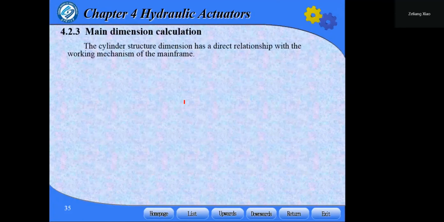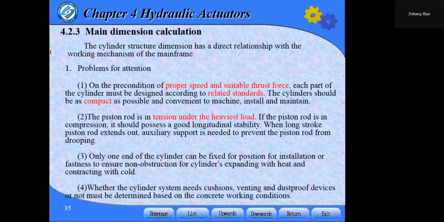Main dimension calculation. The cylinder structure dimension has a direct relationship with the working mechanism. On the precondition of proper speed and suitable structural force, each part of the cylinder must be designed according to the related standards. Cylinders should be as compact and simple as possible, and convenient to machine, install and maintain.